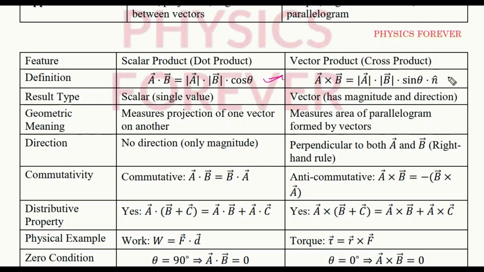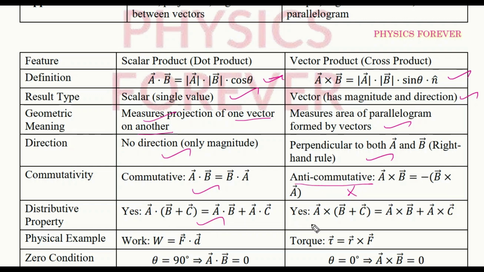So then definition, then resultant type, it should be a magnitude, both magnitude and direction. Then geometric meaning, it should be one vector on another, a measured projection. Here parallelogram, here there is no direction, here A and B are perpendicular. It obeys the commutative property, it does not obey the commutative property, so that is called anti-commutative.